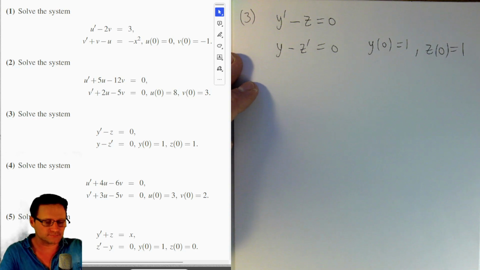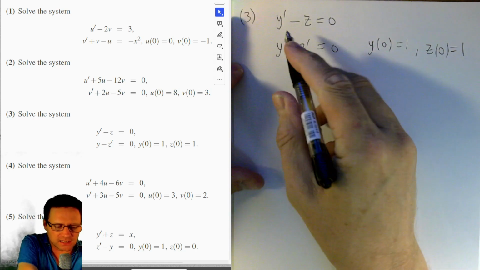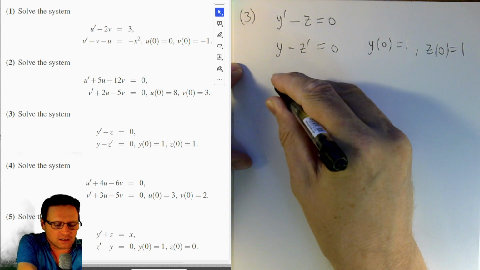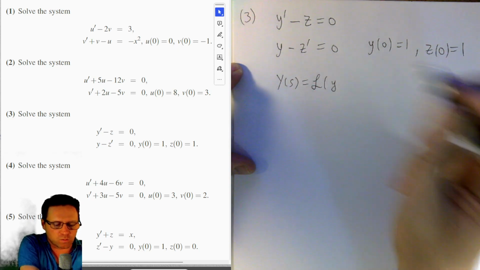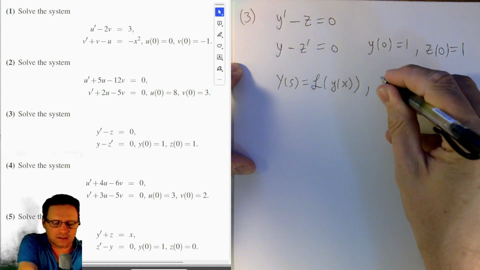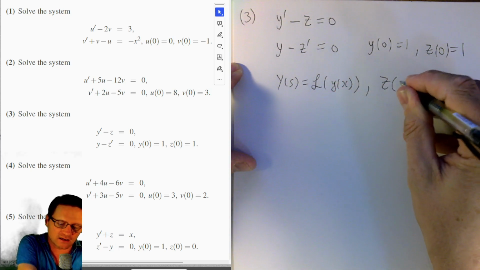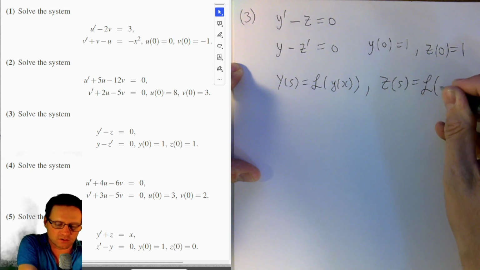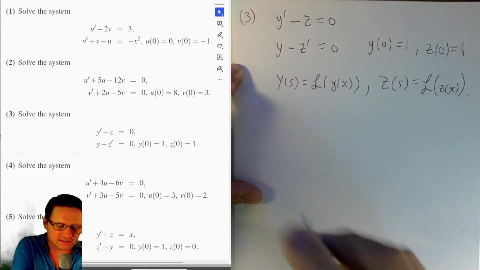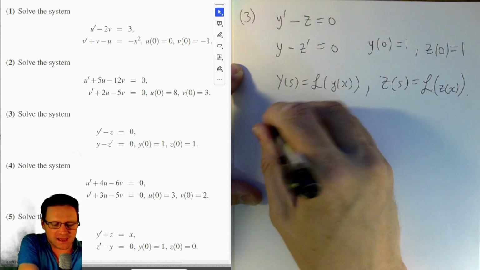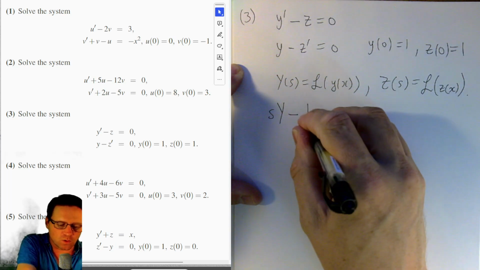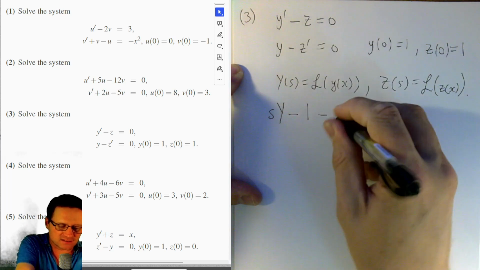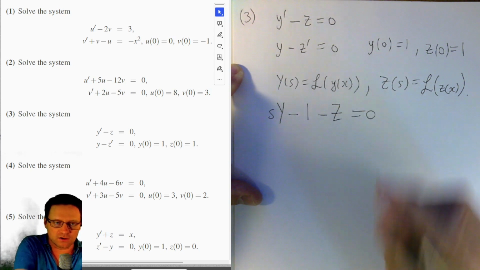Question 3. Okay, in question 3, let's let uppercase y of s be the Laplace transform of lowercase y of x, and let's let uppercase z of s be the Laplace transform of lowercase z of x. Okay, so when we take the Laplace transform of the first equation, we get s uppercase y minus y of 0, which is 1, and then minus uppercase z equals 0.